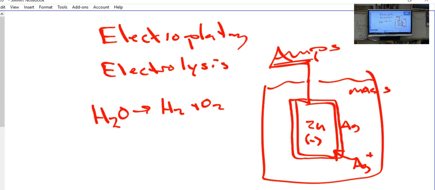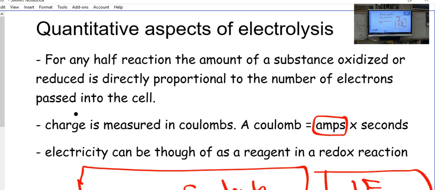But the math we're going to do is on electroplating. For any half reaction, the amount of substance oxidized or reduced is directly proportional to the number of electrons passed into the cell.